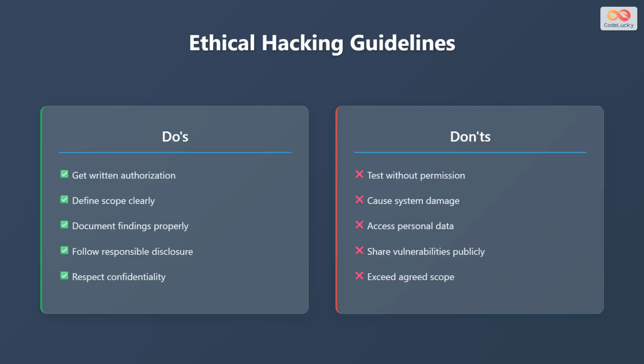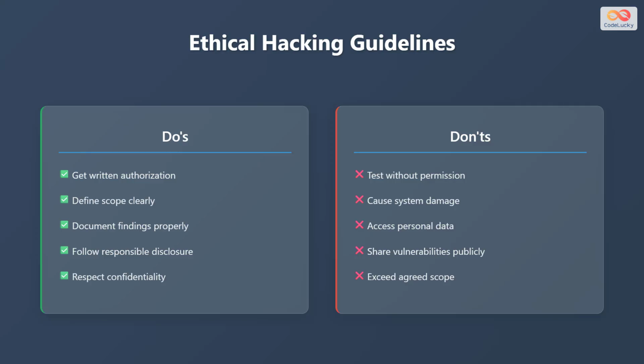Ethical hacking requires strict adherence to professional guidelines and legal requirements. Essential practices that every ethical hacker must follow include obtaining written authorization before any testing begins. Never start testing without proper documentation and approval from system owners. Clearly define the scope of testing to avoid accidentally impacting systems outside the agreed boundaries. Document all findings properly with detailed explanations and evidence.